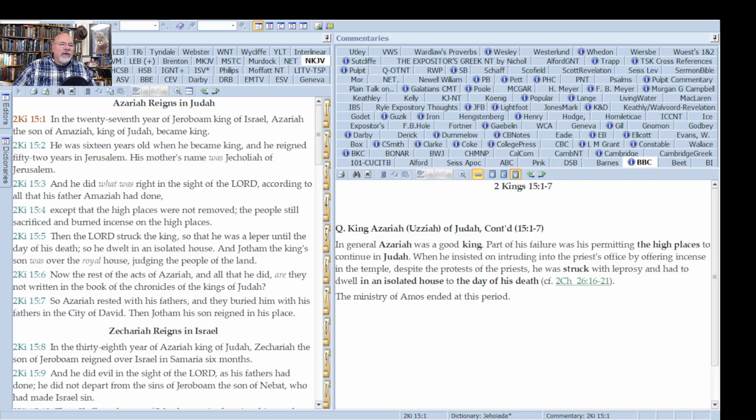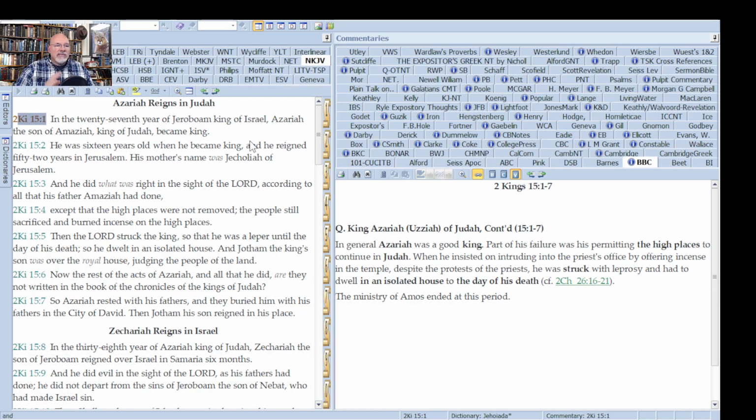So Azariah, he comes up to reign, Uzziah, right? So it says, and I don't know if you can read, I think you can up top. It says in verse 1, in the 27th year of Jeroboam, king of Israel, the one on up north, okay? And there were 2 Jeroboams. There was the initial one. This is the 2nd Jeroboam. Azariah, the son of Amaziah, king of Judah, began to reign.